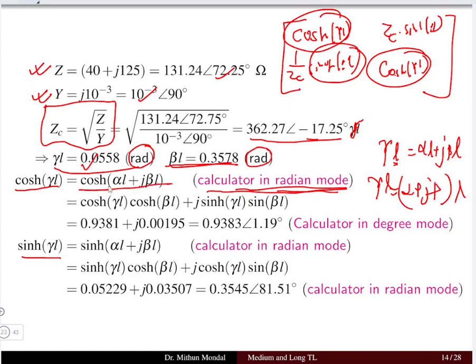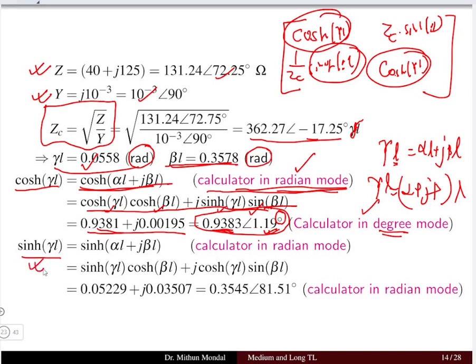cosh(αL + jβL) we can break up into the trigonometric form, cos A into cos B plus j into sin A into sin B. We have to put in the appropriate values, so we will get the answer for cosh γL. Now we need to convert this into polar coordinates by keeping the calculator in degree mode. So here it will be in radian mode and here it will be in degree mode. So we'll get 1.19 degrees as the angle and the magnitude is 0.9383.